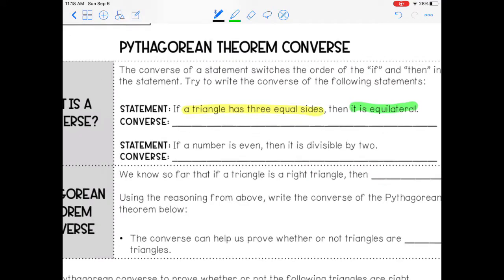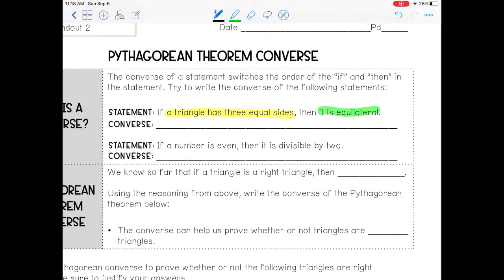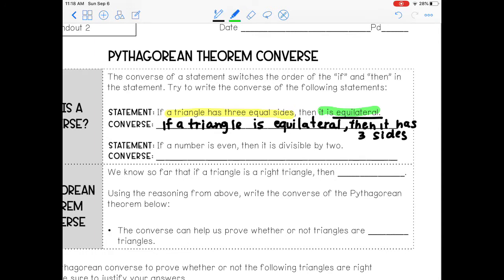So we would say, if a triangle is equilateral, then it has 3 equal sides. So you see how I kind of switched the statement. I started with has 3 equal sides, and I ended with has 3 equal sides. So this time equilateral is first and the 3 sides is last. So you see how my two statements kind of switched. So the if and then switched.